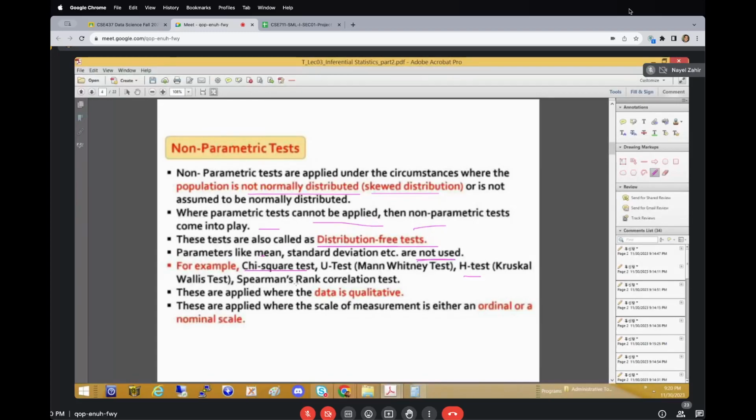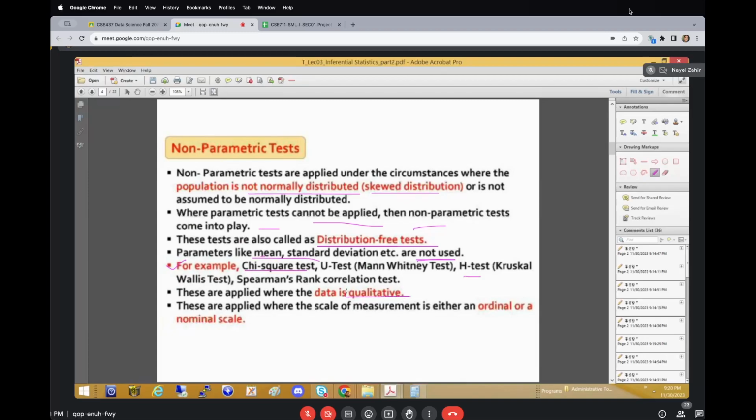And Spearman's rank correlation test is also one kind of non-parametric test. Okay? So these are non-parametric tests. So we will discuss specifically the chi-square test as a non-parametric test in this course. So these are applied when data is qualitative.